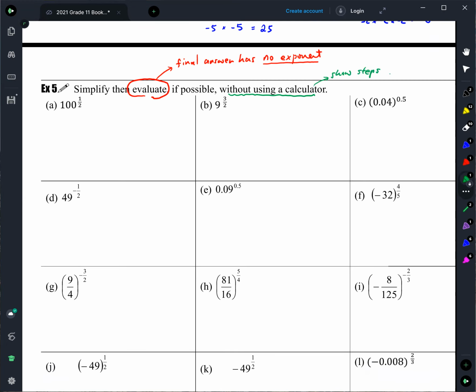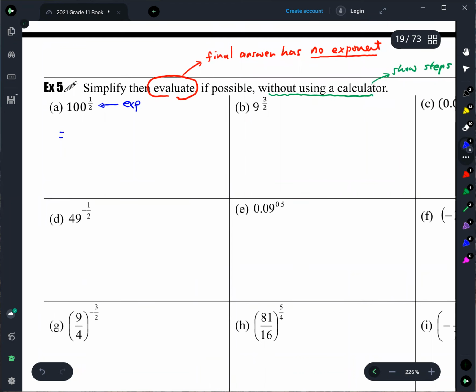So I will show you several examples of how the steps should look, what kind of steps I'm looking for. So for example, the first one, I want to find the answer for that. I will first change it into radical form. This is called exponential form. I'll change that to radical form. So what is the radical form for question A? Bernice?